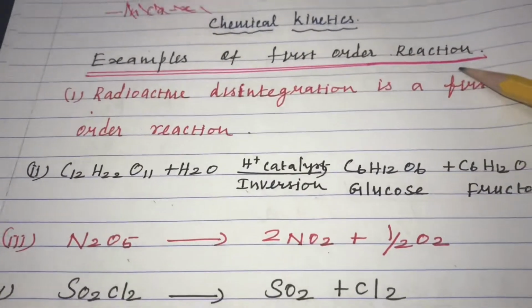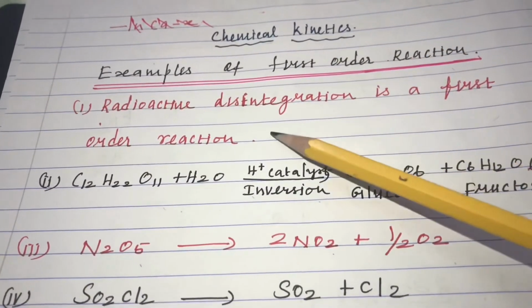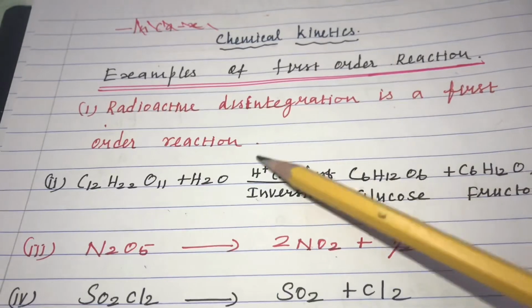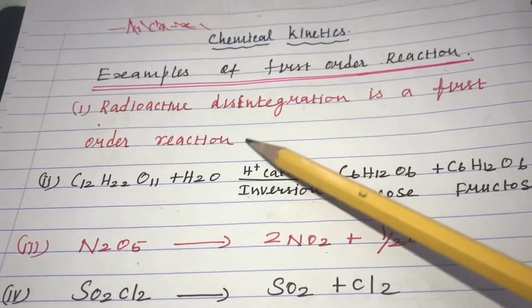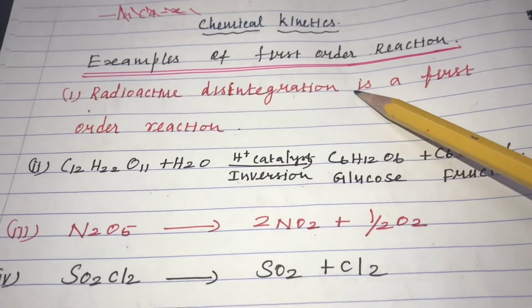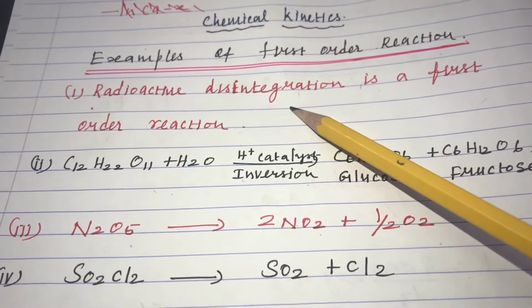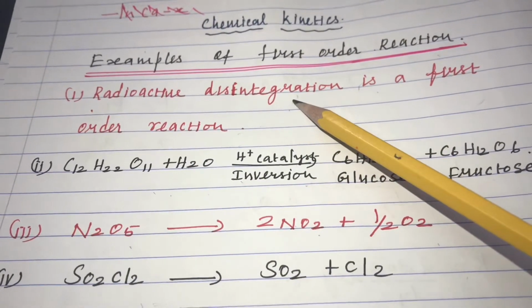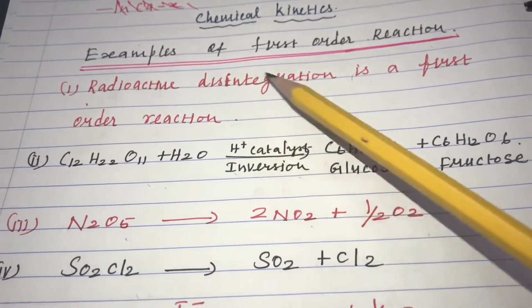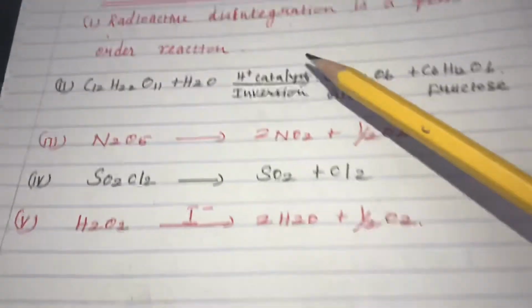Examples of first order reactions. Radioactive disintegration is a first order reaction, as it involves the disintegration of only one substance. The rate of the reaction depends upon the concentration of only one substance. So, radioactive disintegration is a first order reaction.